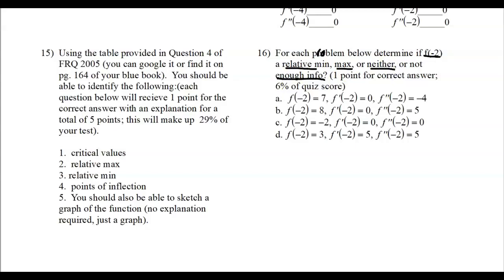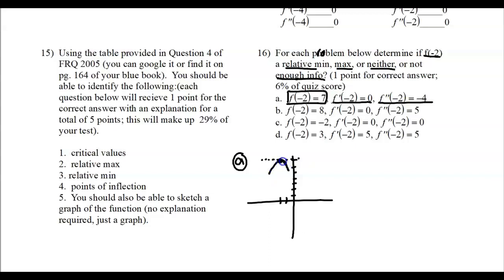All right, so for part A, the point is left 2, up 7. The y value is 7. The x value is -2. So that's the point. We have a 0 slope, so I'm going to draw a dotted horizontal tangent line there to represent that. And then my second derivative is negative, which means that I have a concave down graph at that point. Now, if that's the case, then this would have to be a relative max.